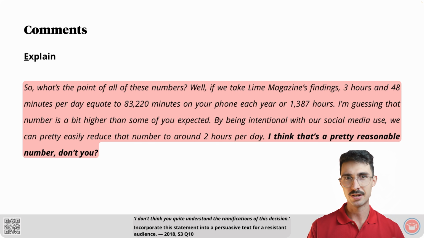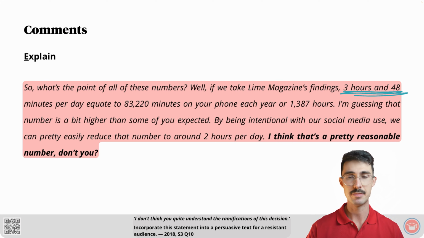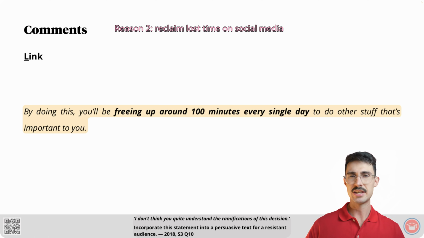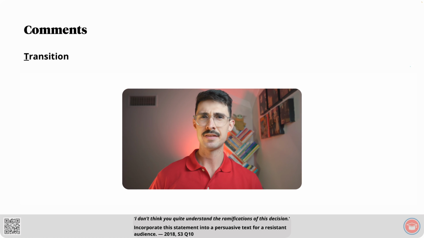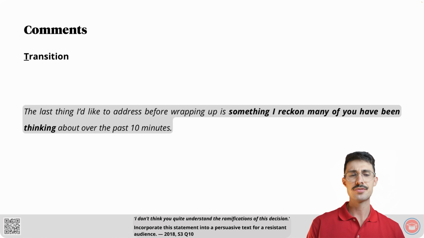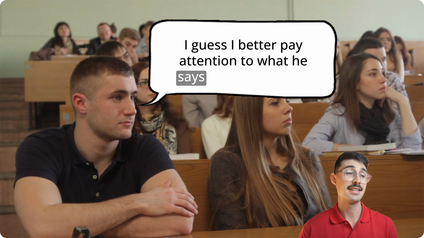Then in this final sentence of the explain, we've got a rhetorical question. I think that's a pretty reasonable number, don't you? And this question implies that reducing our daily use from 3 hours and 48 minutes to 2 hours is something very achievable. After that, we have our link. This link indirectly ties back to reason 2, which is all about lost time, by implying that the audience will regain time by establishing digital boundaries. Final element in this paragraph is the transition sentence. This transition engages the audience by making them wonder, does he actually know what I've been thinking? I guess I better pay attention to what he says next to find out.